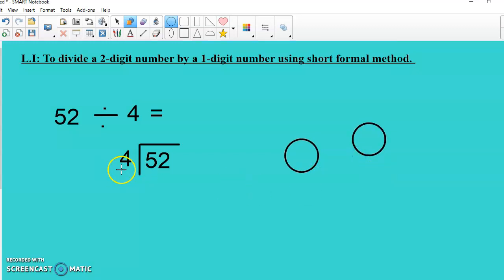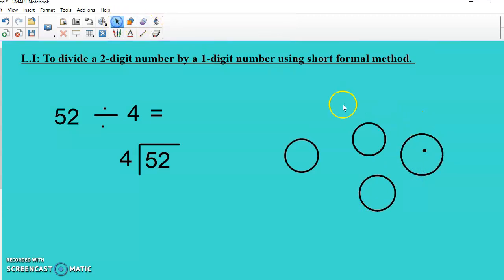Now, the divisor tells you how many circles you should have. 2, which is how many? Yes, 4. Well done, children. So you should have 4 circles.